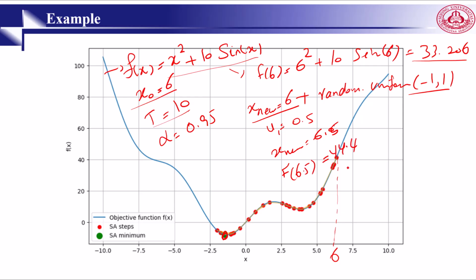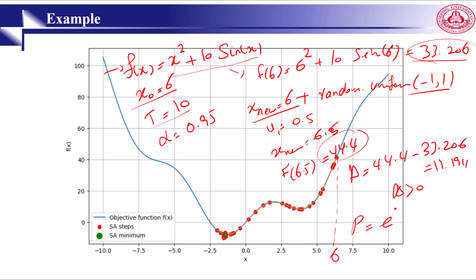So we will calculate the delta. Delta is equal to the new one minus the previous one: 44.4 minus 33.206, which is equal to 11.194. So delta is greater than 0. Then we will calculate the acceptance probability. The acceptance probability is equal to e to the power of minus delta divided by T, which is e to the power of minus 11.194 divided by 10, which is equal to 0.332.